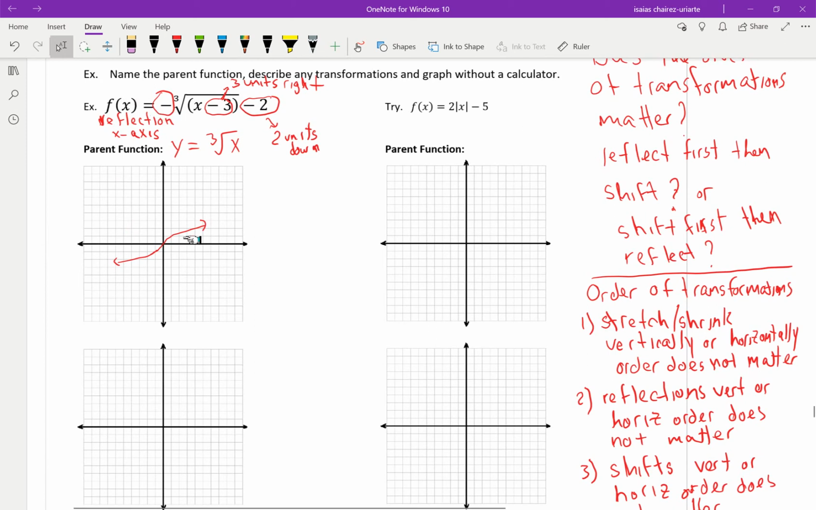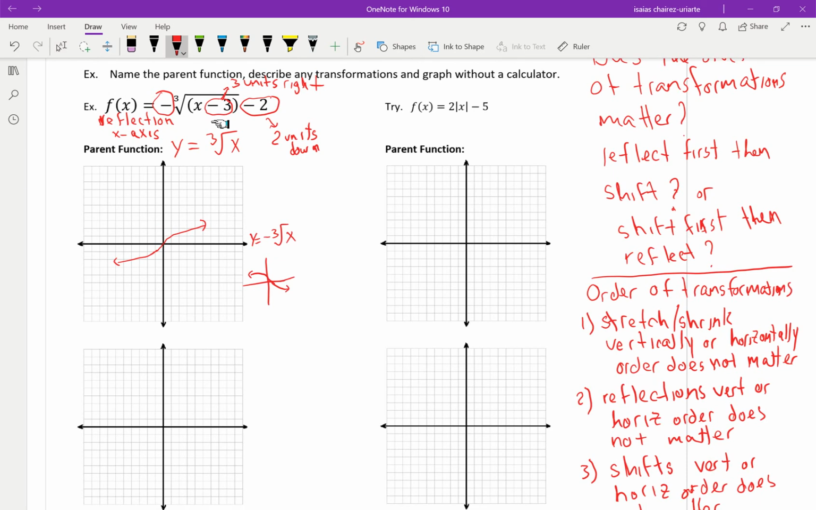So this was my parent function, and then you have to envision reflecting this on the x-axis. So let me do it right here on the margin. So reflected on the x-axis, so negative cubic root of x. So that's the reflection on the x-axis. Well, that would look something like this. Sorry, that's an ugly little sketch, but you get the idea.